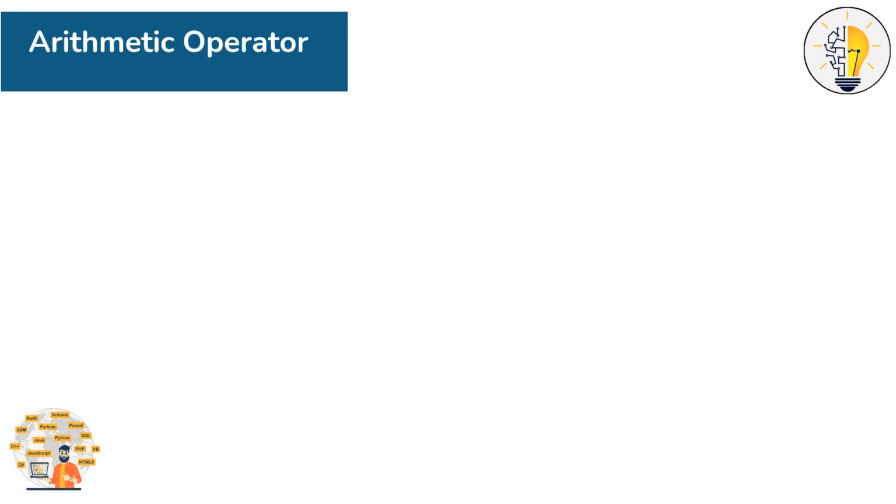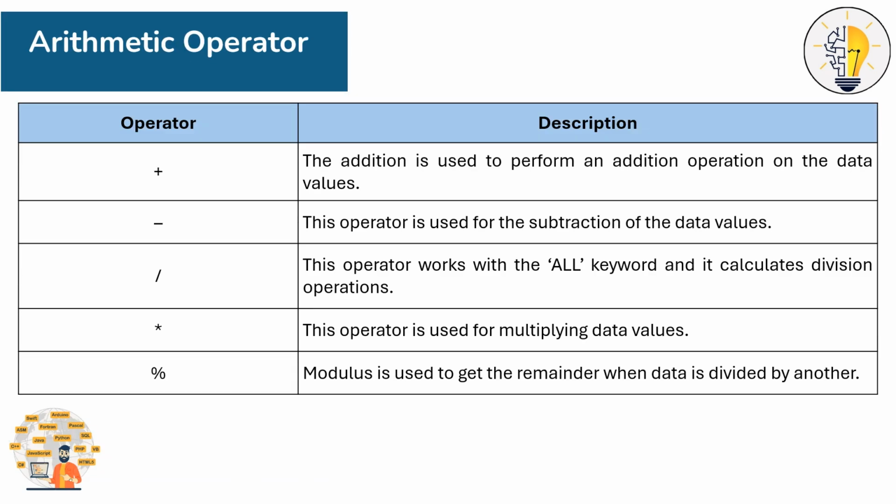The types of arithmetic operator are addition, subtraction, division, multiplication and modulus. The description of each operator is given here. Addition, we obviously know, is adding two values in the database. Subtraction subtracts two values available in the database. It can be 2 or n number of values.